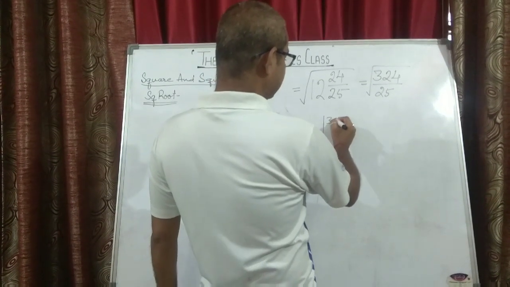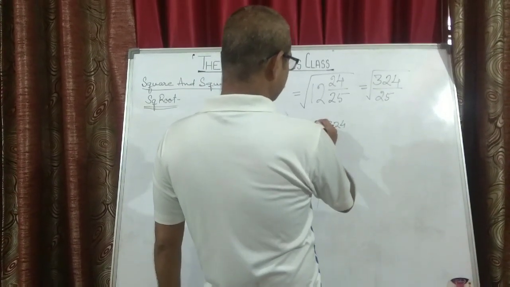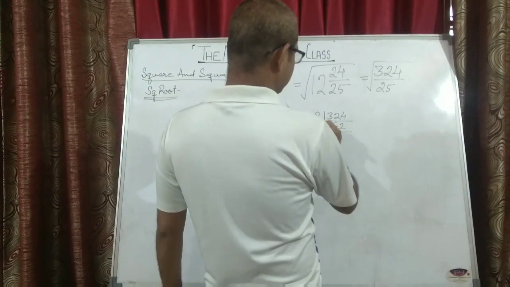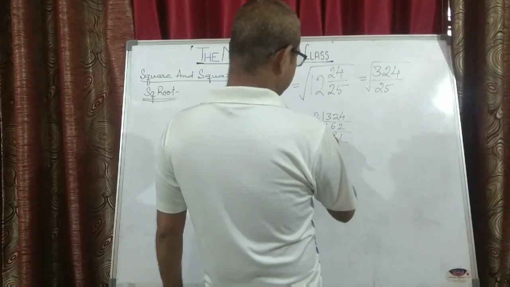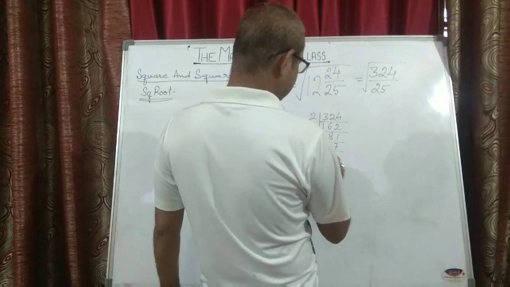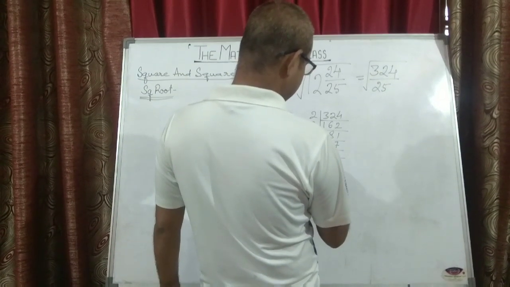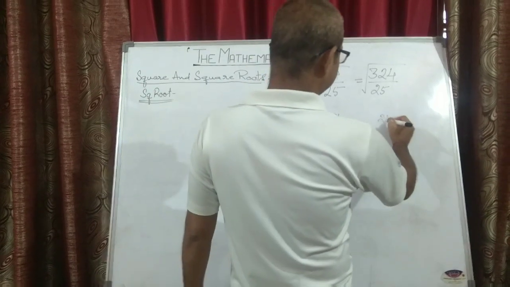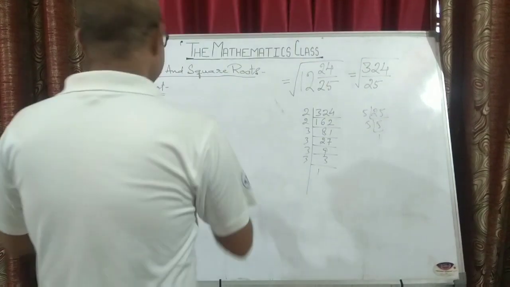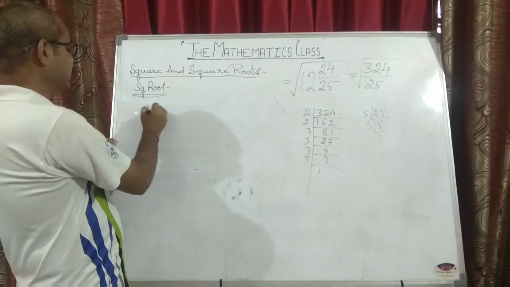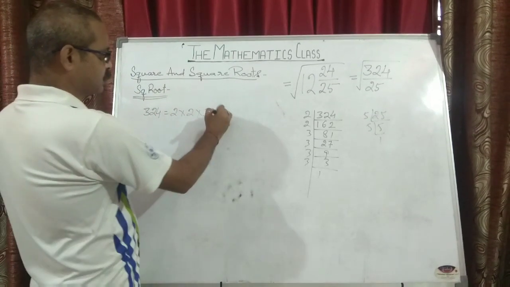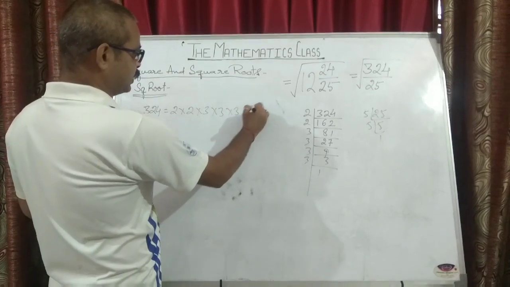Suppose here I am writing 324. So 2 1s are 2, 6s are 2 2s are, again 2 8s are 2 1s are, 3 2s are 7s are, 3 9s are 3 3s are and 3 1s are. And 25 can be written as 5 times 5. So it means 324 can be written as 2 into 2 into 3 into 3 into 3 into 3.